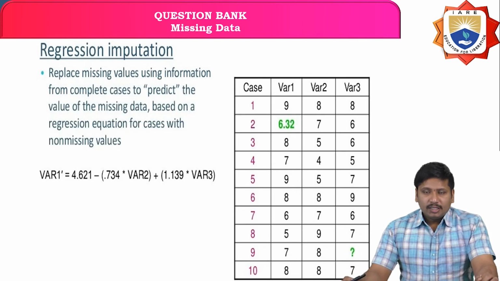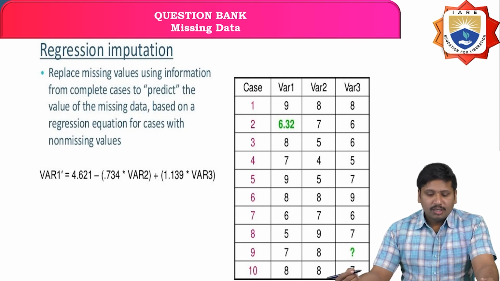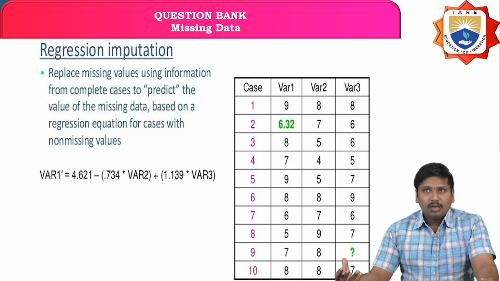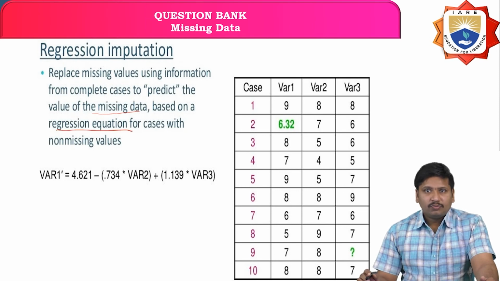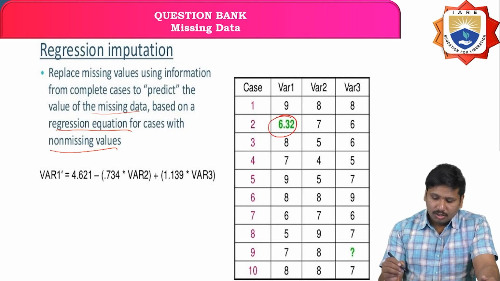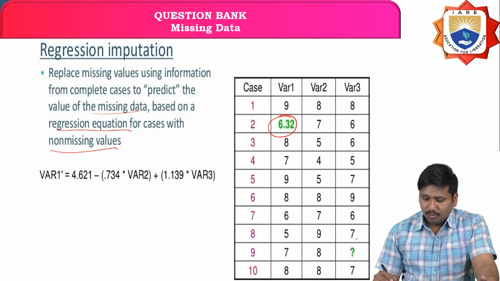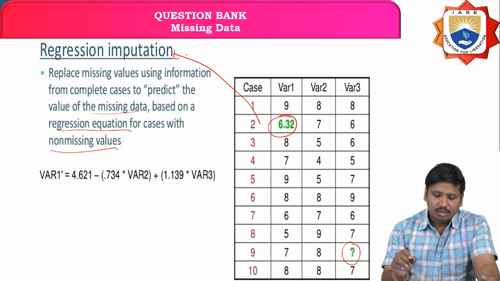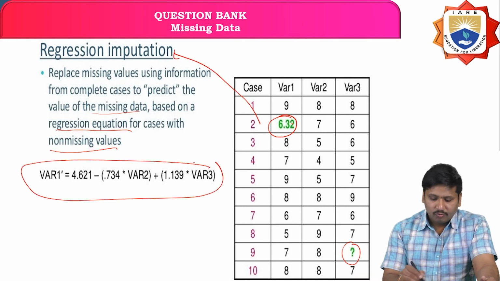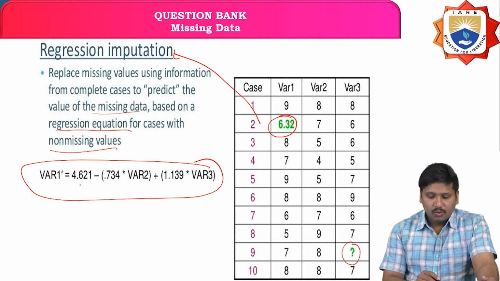The next one is regression imputation. Regression imputation means the missing values are going to be replaced with values based on the regression equations for the cases with non-missing values. Here data is missing in variable 1 and variable 3, so I can fill these missing values according to regression imputation. For that I have to define a formula: variable 1 is equal to 4.6 minus 7.34 into variable 2 plus 1.139 into variable 3.